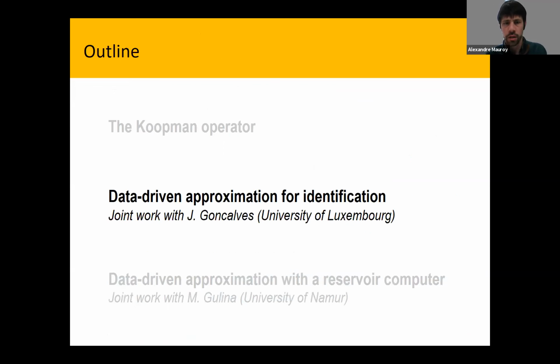Okay, so I think we are done with the main basic notions on the Koopman operator. I don't know if you have questions, I can take a question now. So please do not hesitate. I can speed up after that also.